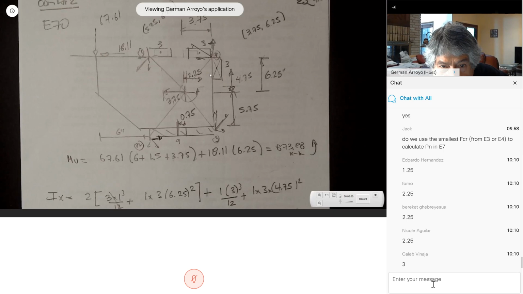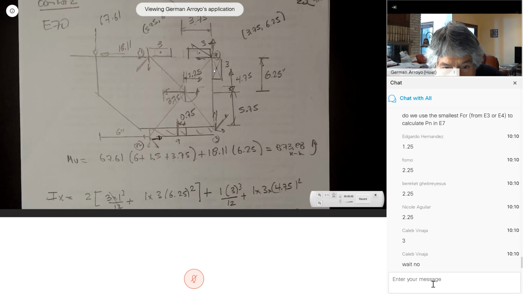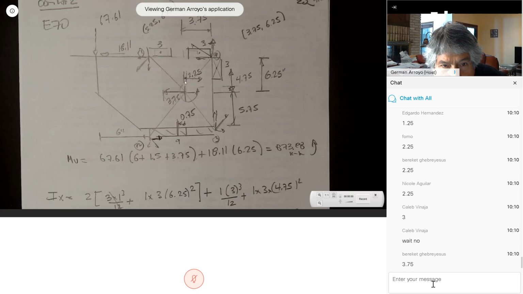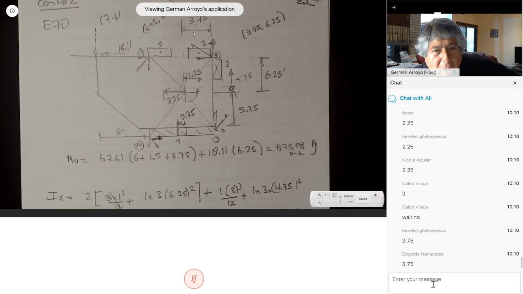From here all the way to this line. It's not 3. It's larger. Is this the distance? Look, what is this? 3.75. Right? 3.75. Now I want to do this one. I need the distance from this centroid to this line. I need this distance, look, from this line to the center.